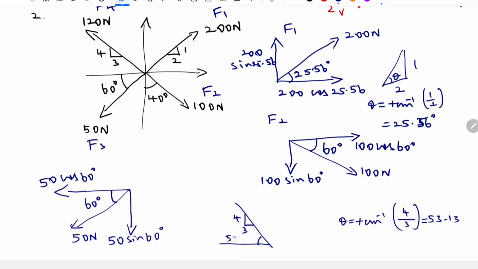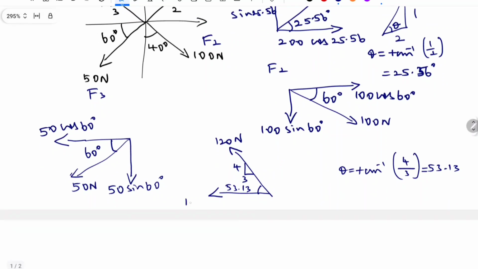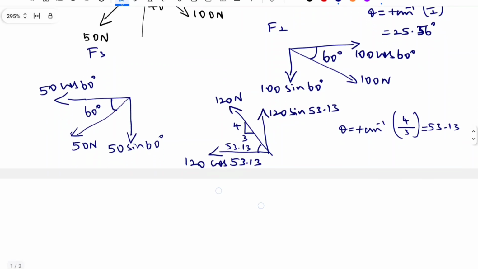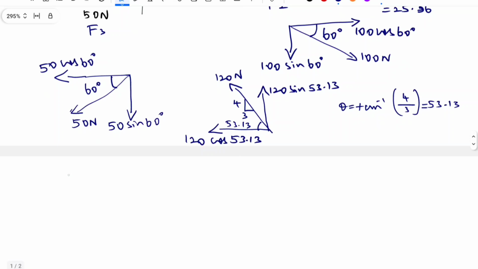It is 53.13. And the magnitude is 120 Newton. Now, the horizontal component will be acting from right to left with the magnitude of 120 cos 53.13, and the vertical component will be acting in the upward. So, it is 120 sin 53.13. Now, let us write the horizontal and vertical component equation.